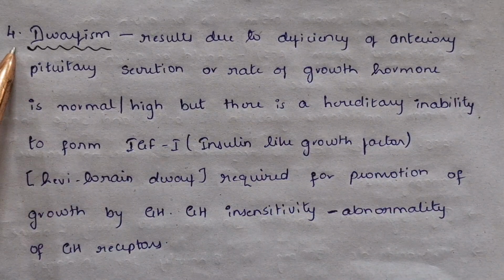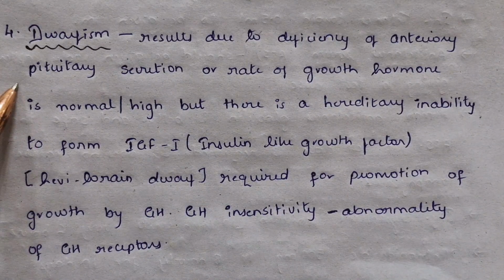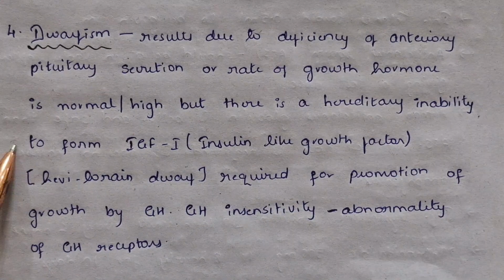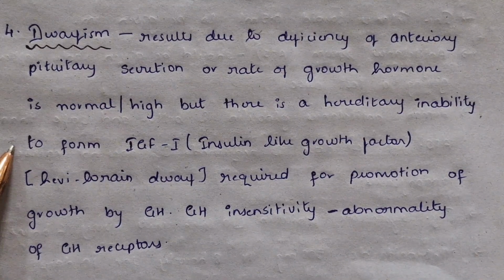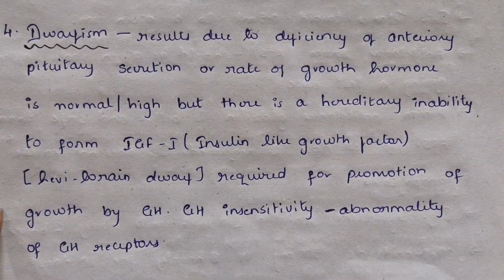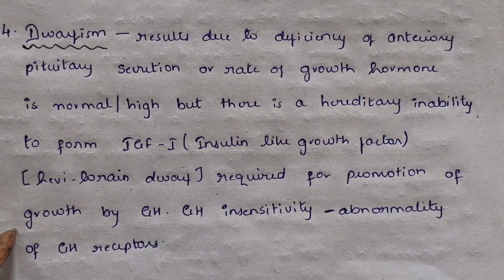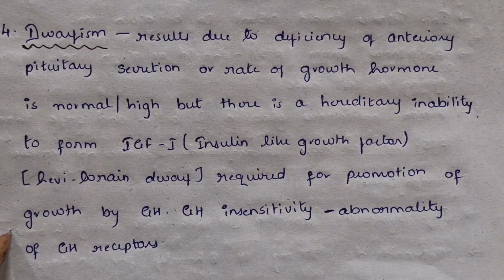And the last one is dwarfism, which results due to deficiency of anterior pituitary secretion, or the rate of growth hormone is normal or high, but there is a hereditary inability to form IGF-1, that is insulin like growth factor 1, which is required for the promotion of growth by the growth hormone, and growth insensitivity, that is abnormality of growth hormone receptors.